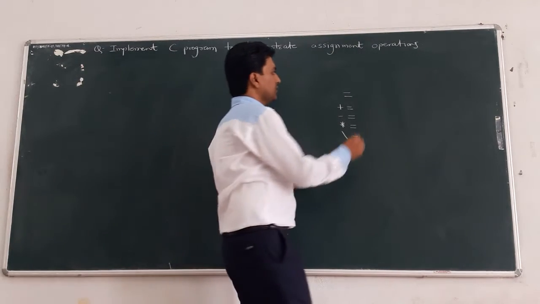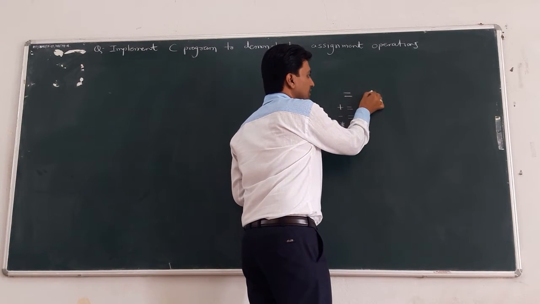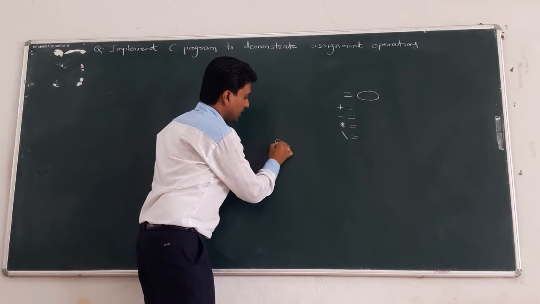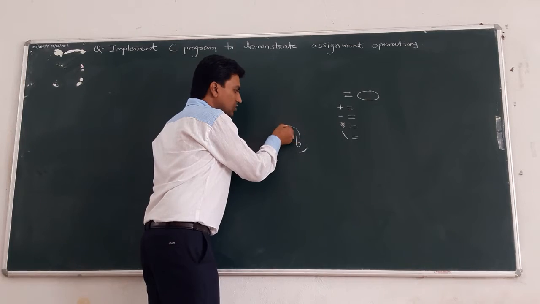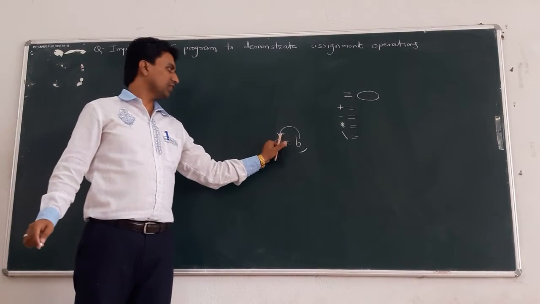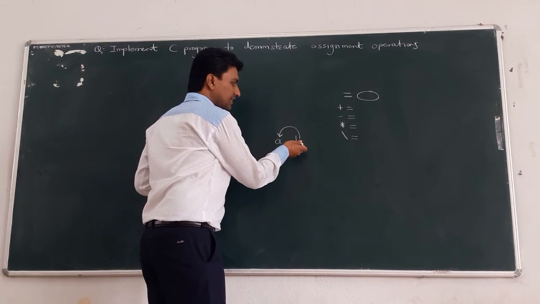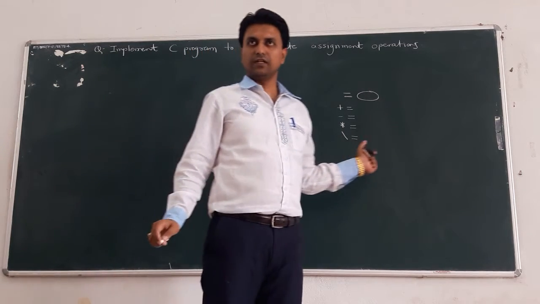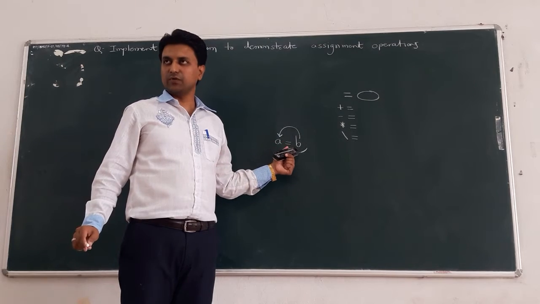Okay. So what is the meaning of an assignment operator? That is equal to. This assigns a value to a variable. For example, a is equal to b means the value of b is copied into variable a. That is the meaning of an assignment operator. It means the right hand side variable's value is assigned to the left hand side variable. Clear? This is the meaning of an assignment operator.